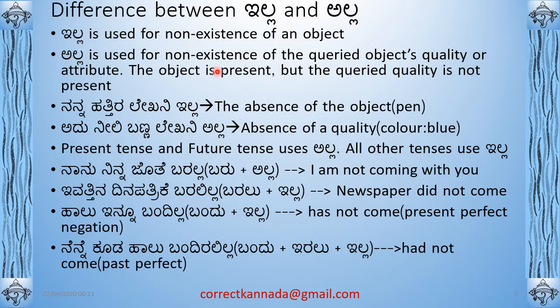Alla is used for the non-existence of the queried object's quality or attribute. Okay, the object is present, but the quality that you're querying is not present, then you will use alla. Okay, we'll see examples, then you will easily understand this.